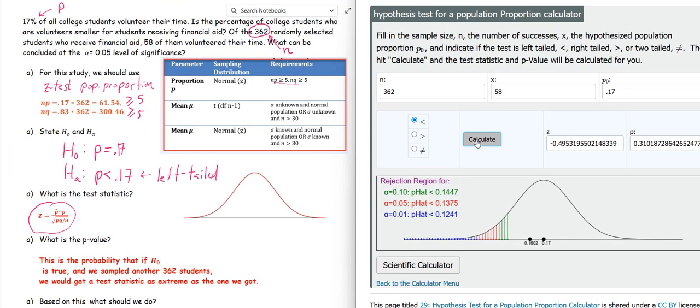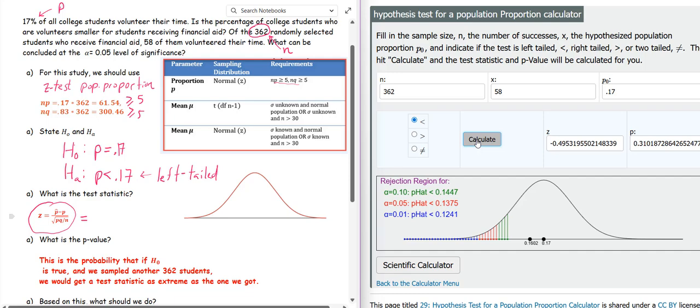So to 3 decimal places, the test statistic is negative 0.495. All right, and on our standard normal curve, let's say that that's about here. The p-value is computed by looking at the area to the left of that test statistic. And again, we don't have to do that by hand. We've got a calculator that will do it for us.